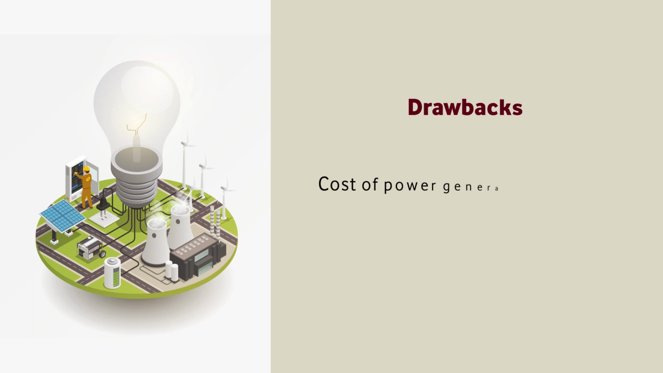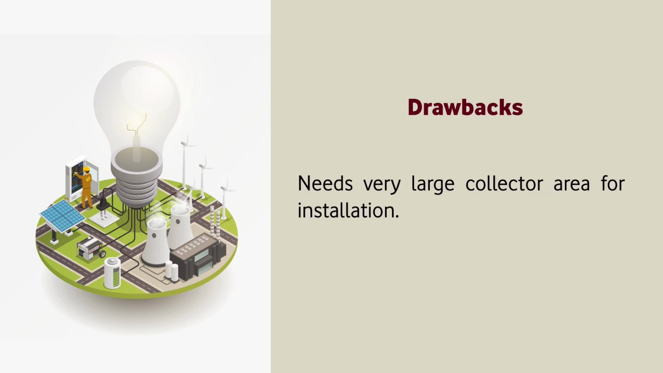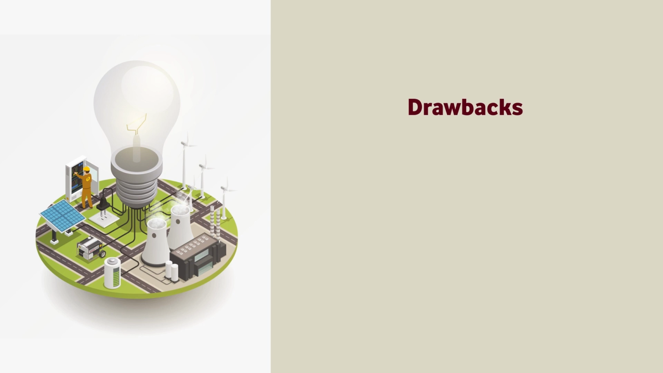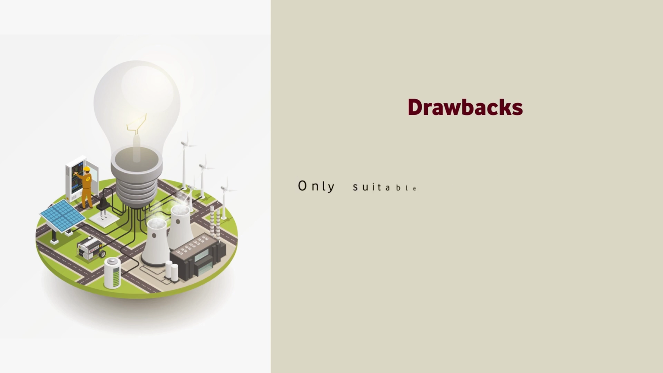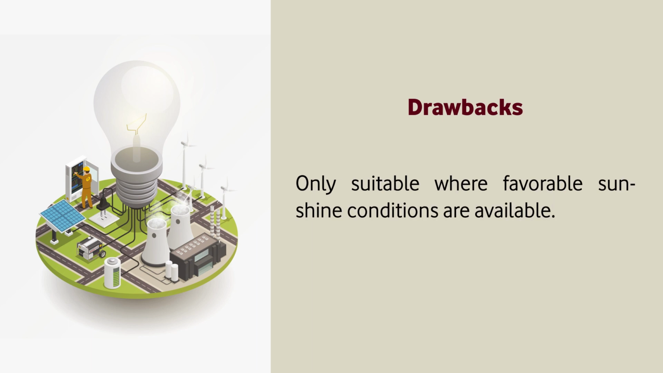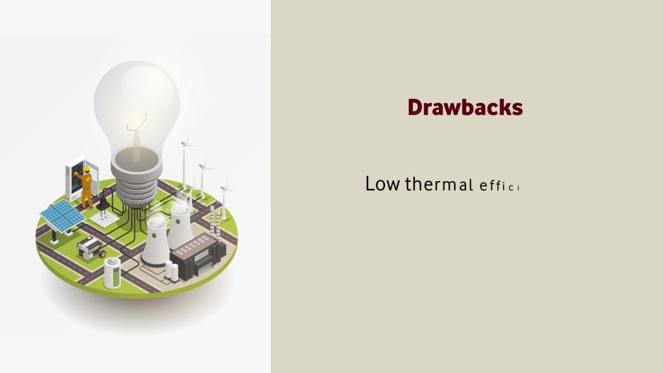What are the different drawbacks? First is the cost of power generation is very high. Second, it needs standby power. Third, it needs a very large collector area for the installation. Fourth, it cannot supply continuous electrical power. Another drawback is it is only suitable where favorable sunshine conditions are available. The next drawback of such a system is it has low thermal efficiency and it also needs a thermal storage system.